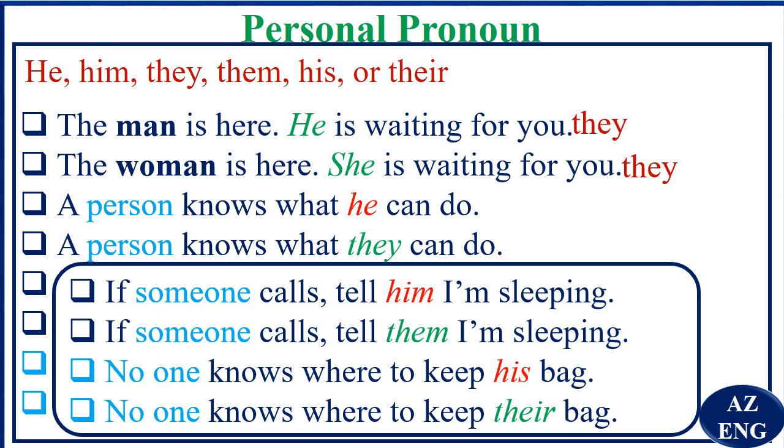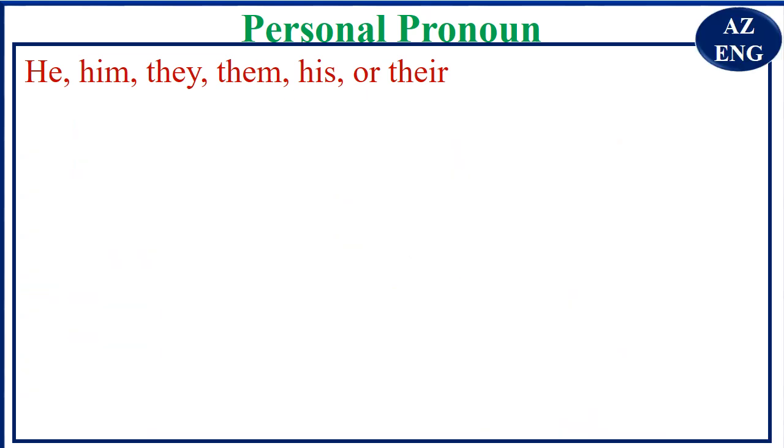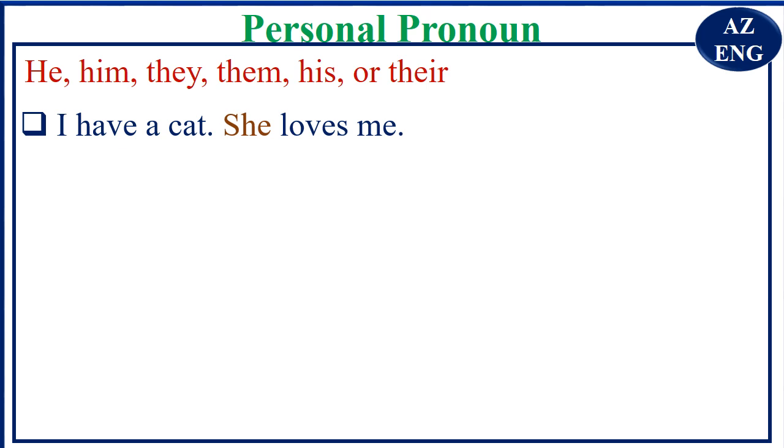And I hope the topic is still easy. Good. Here I say, I have a cat. She loves me. Who loves me? I'm talking about the cat. The cat. She loves me. The cat is a female. She loves me. So it is correct to use it that way.